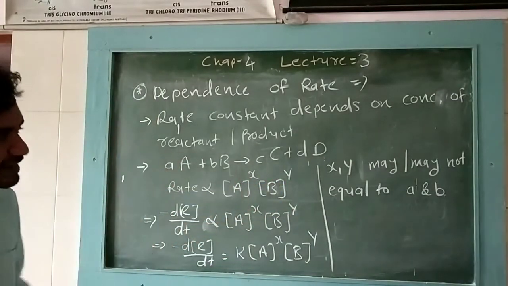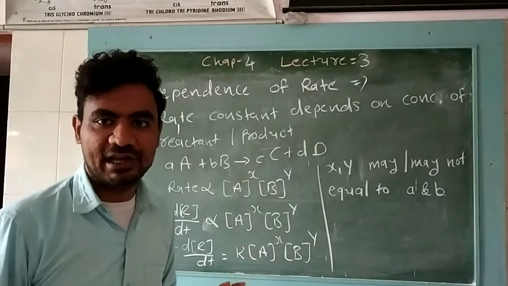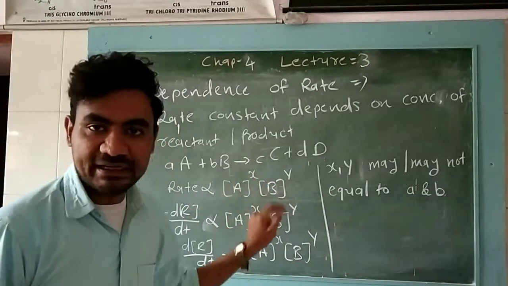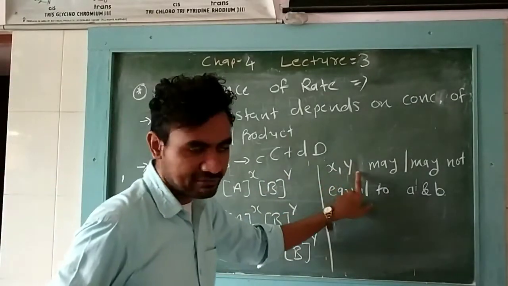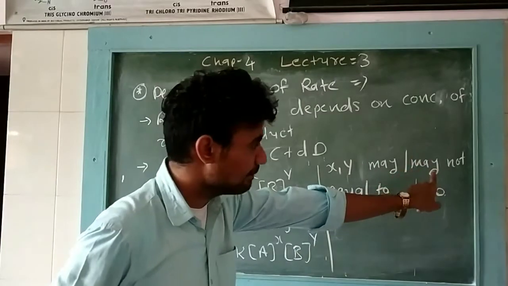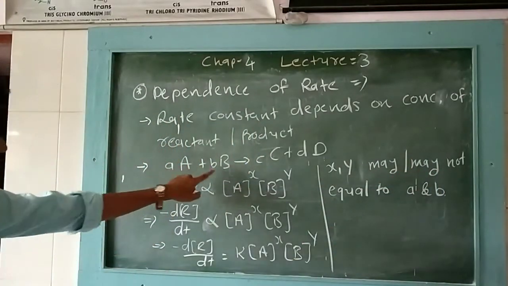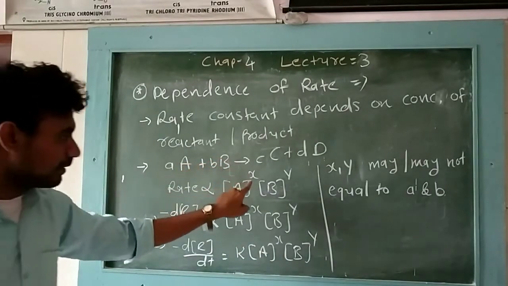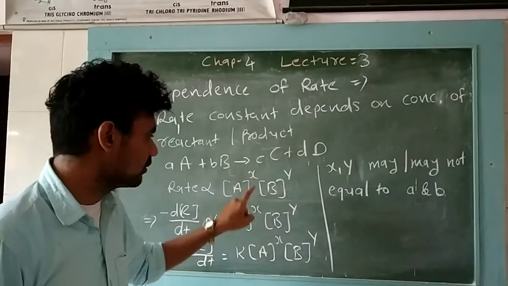Here X and Y are practically derived values. It cannot be derived theoretically. So here I have written X and Y. They may or may not be equal to small a and b. A and b, that are moles, may be equal or may not be equal to X and Y.